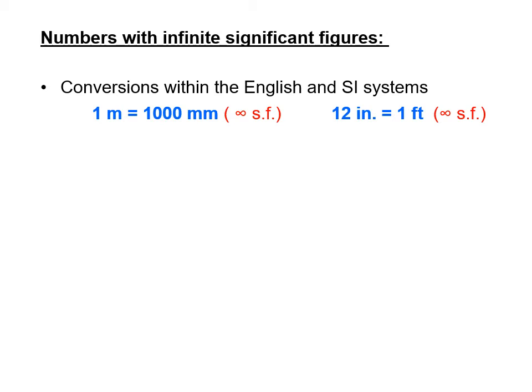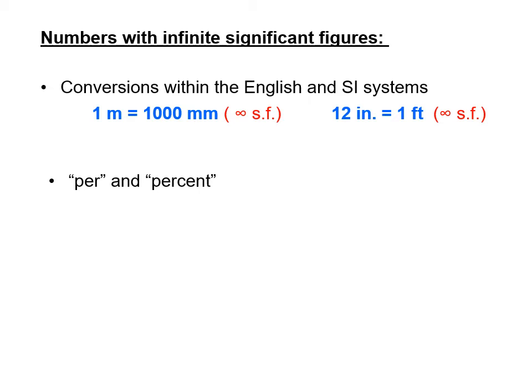In the English system, an example is 12 inches equals 1 foot. There is exactly 12 inches in exactly 1 foot. So that conversion contains infinite significant figures, meaning if we're, let's say, converting from inches to feet, the conversion factor we're using has no effect on the number of significant figures that our answer will have.